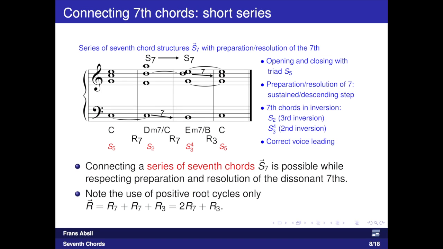This example shows that it is possible to connect 7 chords while respecting the rules for preparation and resolution of the chordal function 7. The example opens and closes with 2 triads. The 7th is prepared as a sustained consonant function and resolves as a descending step. We use chords in inversion position and positive root cycles only. Here R7, R7 plus R3.